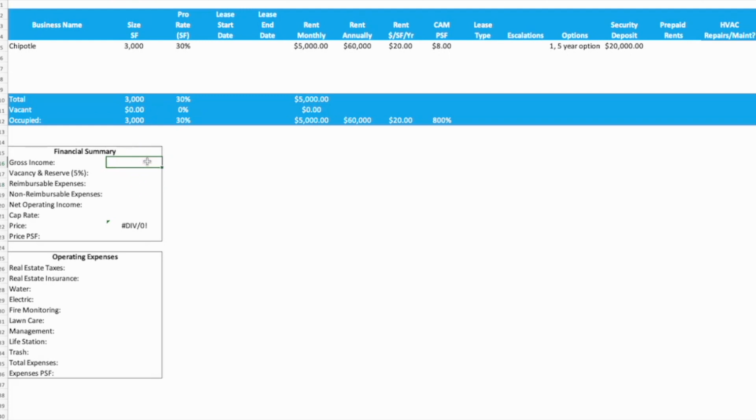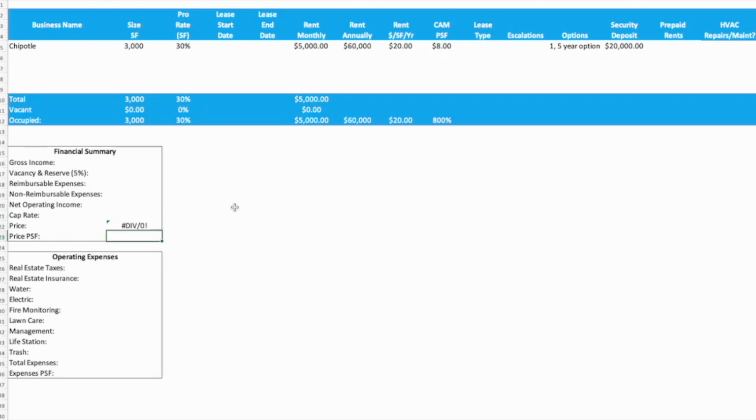Just going through it real quick, you've got your gross income, which is all the money that's coming in, that 5% buffer that I was talking about. You've got reimbursable expenses versus non-reimbursable expenses. Again, when I see that, it reminds me I better read the operating expense language and make sure I understand what the landlord is responsible for versus what the tenants are responsible for. You have your net income there, cap rate, price per square foot.